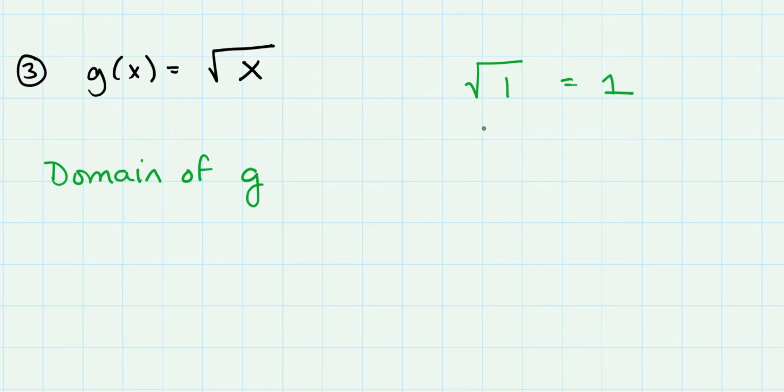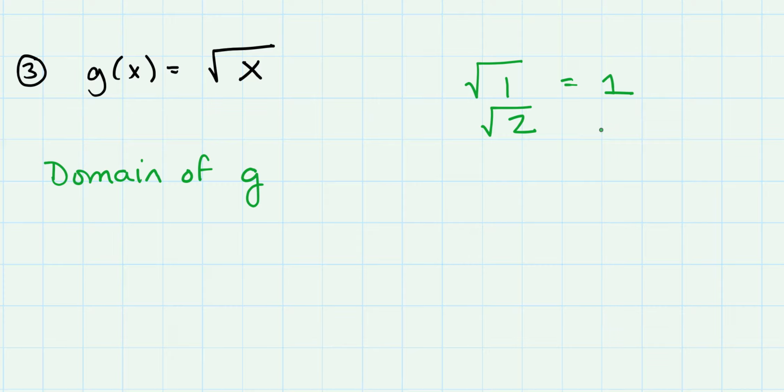In fact, you can take the square root of any positive number. You can take the square root of 2. You put that in your calculator. It's going to be a little bit bigger than 1. You can take the square root of 3. You can take the square root of 100. You can take the square root of any positive number.